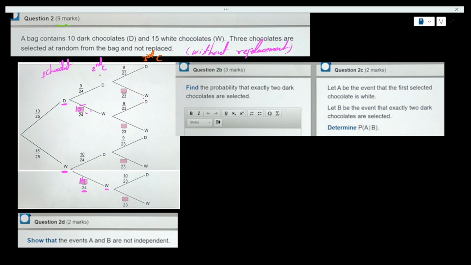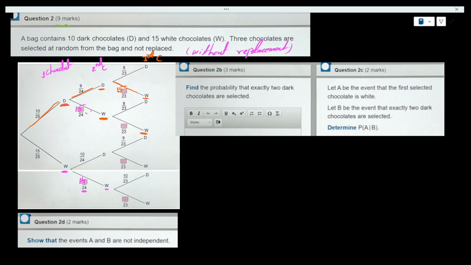Now see 10, 9, 8. Then what will happen? The first chocolate was dark chocolate, then white chocolate, and the W branch is like this here, correct? First one was dark chocolate, second one was also dark chocolate, so there is no change in white chocolate. It will still remain 15 only. Now what will happen? The first was dark, second was white, the third is white, right?